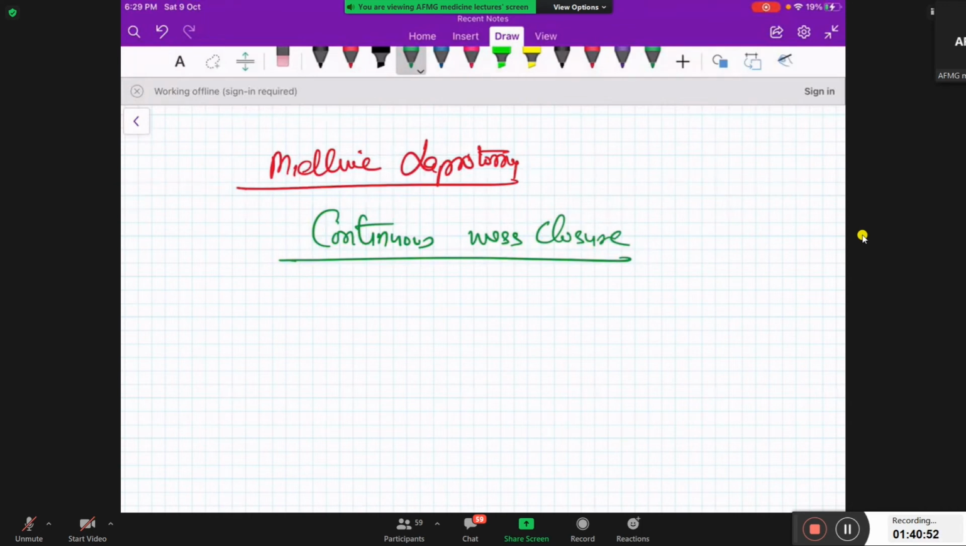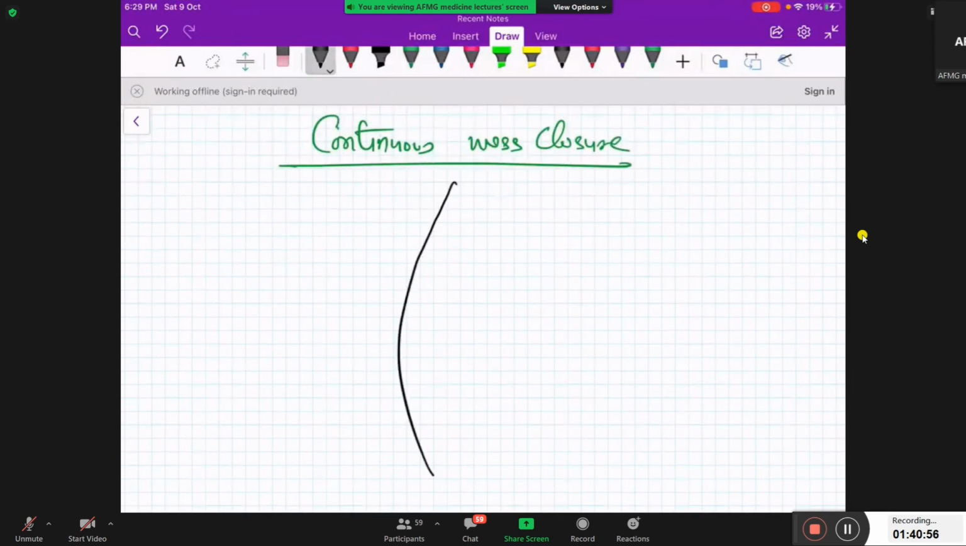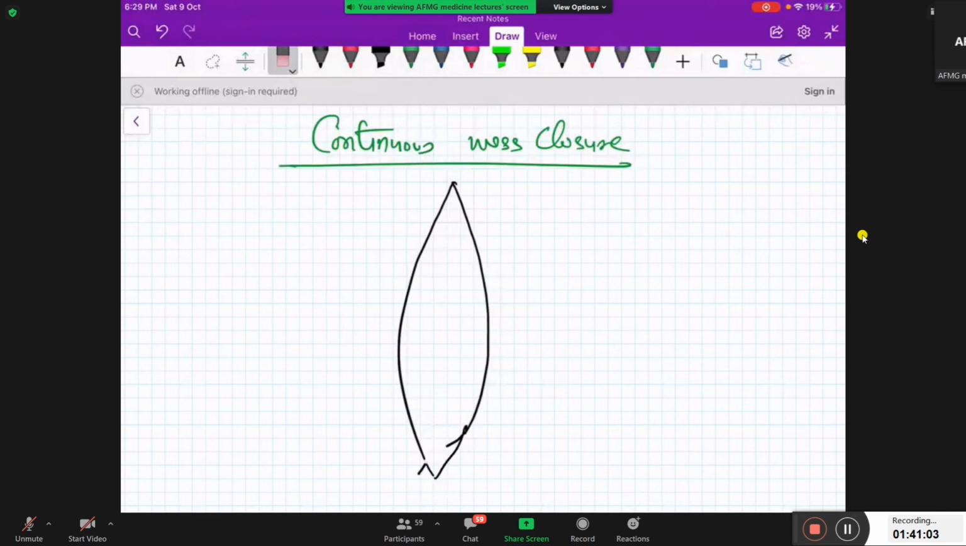What is this continuous mass closure technique? Let's understand. Imagine this is a laparotomy wound. What are the layers we are going to come across first of all? We have skin, subcutaneous tissue, Scarpa's fascia, Camper's fascia, linea alba, and then peritoneum. These are the layers which we are going to come across.